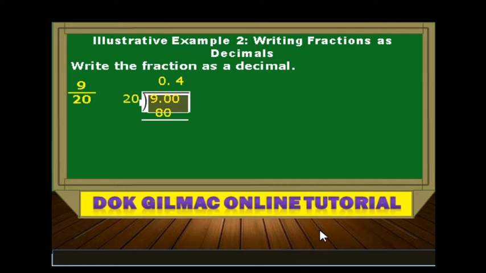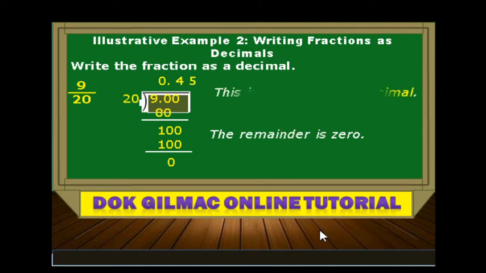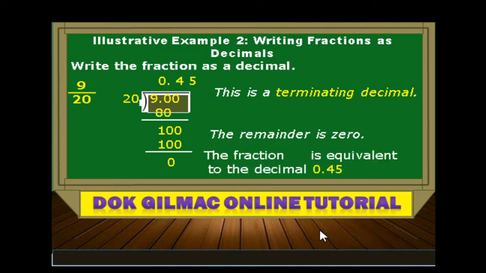90 less 80 is 10. Bring down 0. So it's 100. Then we have 5 times 20 is just equal to 100. The remainder is 0. So therefore, this is an example of a terminating decimal. The fraction 9 over 20 is equivalent to the decimal 0.45.